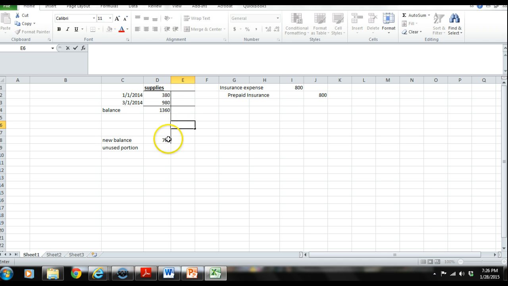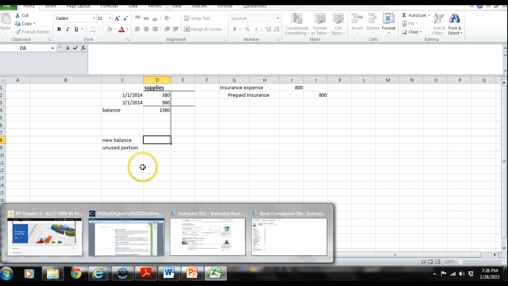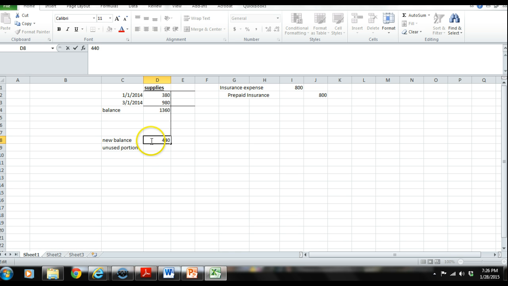But how much is unused at the end of the year? $440 is our new balance. So we know that needs to be the $1,360 we do show minus what they know is on hand at the end of the year of $440. That means we've used up $920, haven't we? So instead of this being called insurance expense, we're going to now make it supplies expense, aren't we?